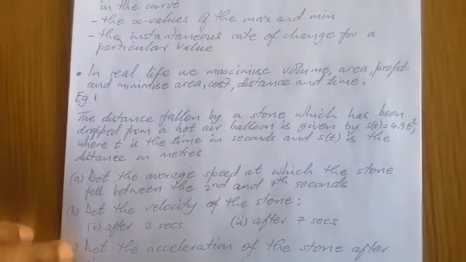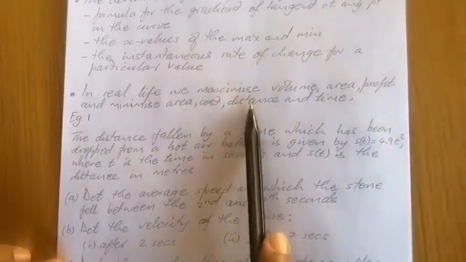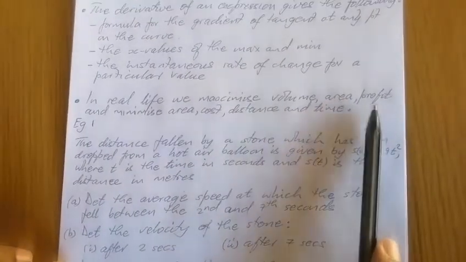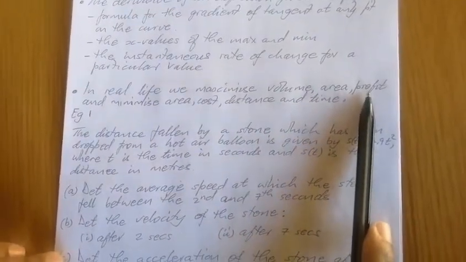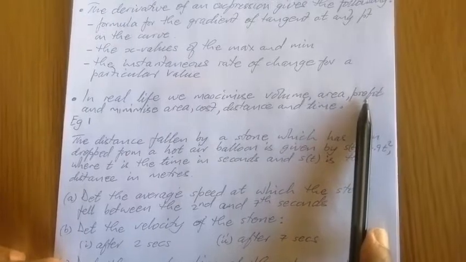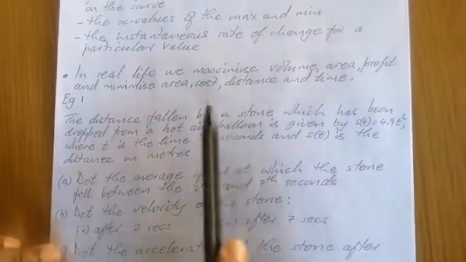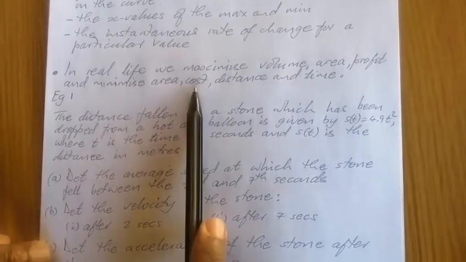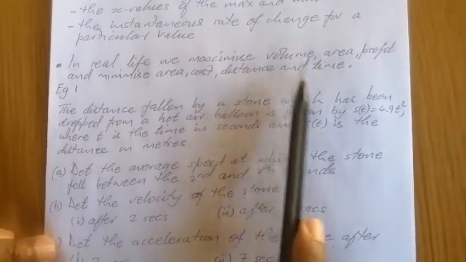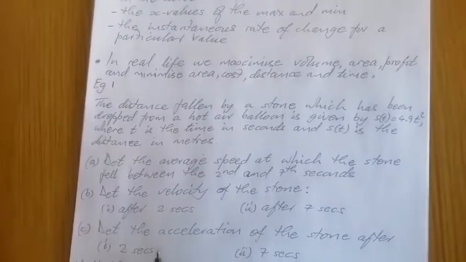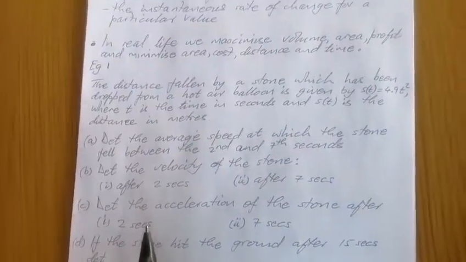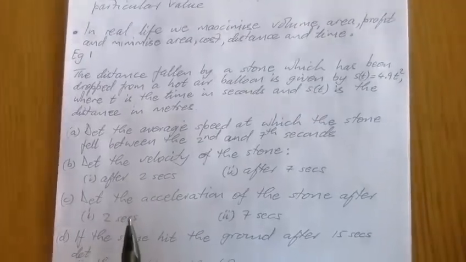In real life, we maximize volume, area, or profit. I think this now is very important for you to internalize into your mind. And we minimize area, cost, distance, and time. So we are going to basically look at two examples, and thereafter we will get some classwork as usual.